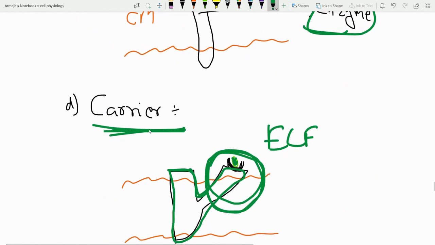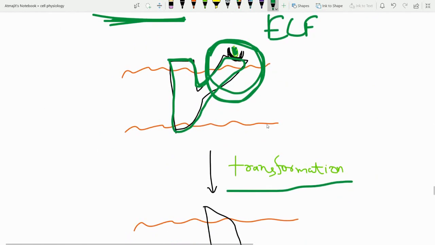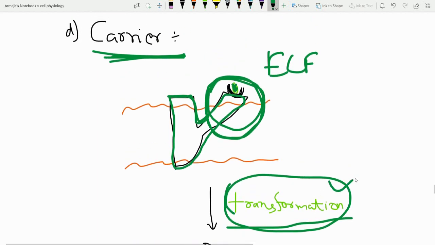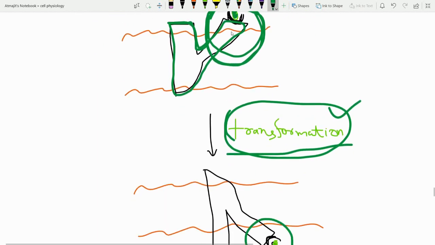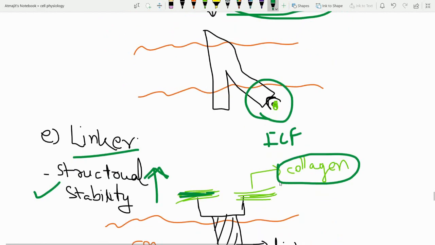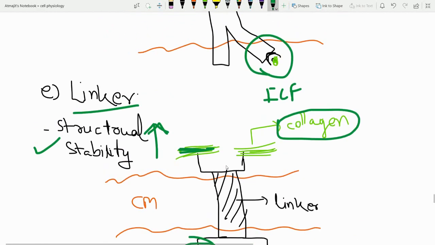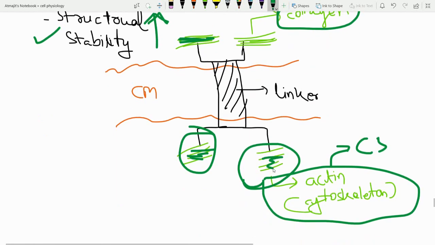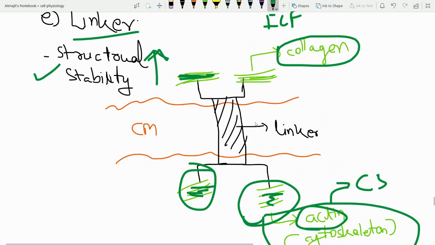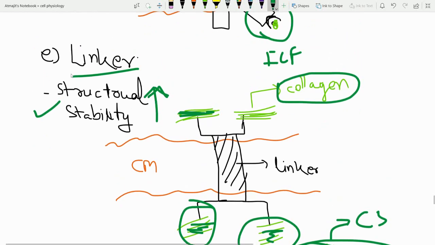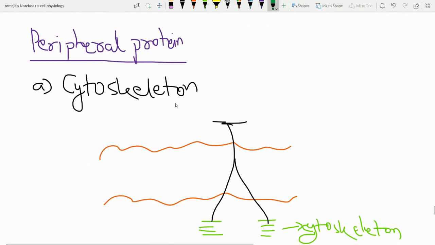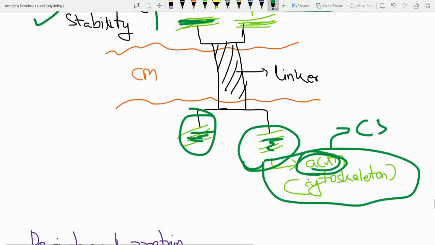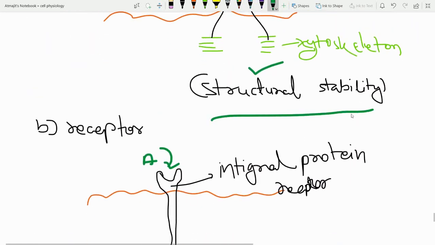Then carrier, this carrier makes a transformational change too. This transformation can cause the outer hand to come into the inner hand. Then linker is like collagen bound to the intracellular cytoskeleton or actin. This is one example. For structural stability, these are linkers. Then peripheral protein, cytoskeleton. Here we understood how the actin works to increase stability. So this is structural stability.